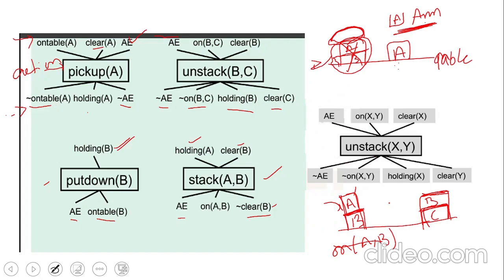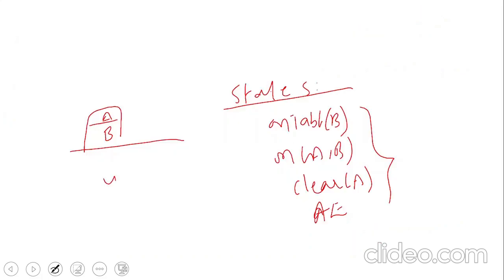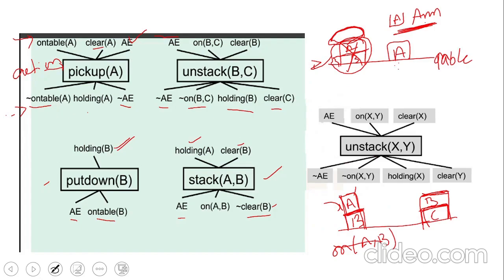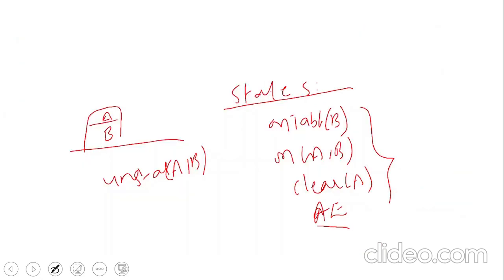Okay, so then what action can I perform? If you see unstack BC, it needs arm empty, on BC, clear B. Now I can do unstack AB, which means on AB. Okay, the first condition, arm empty, is there. Next, on AB is there, and clear A.